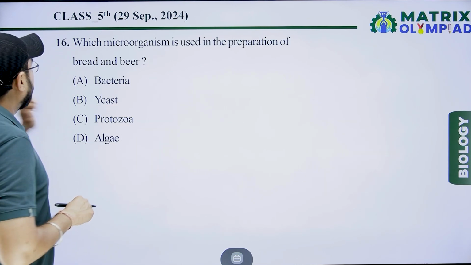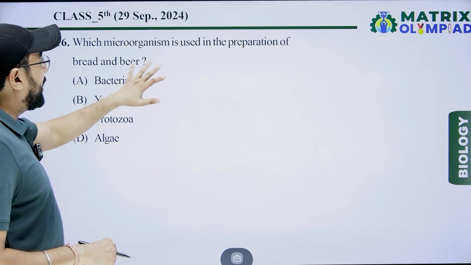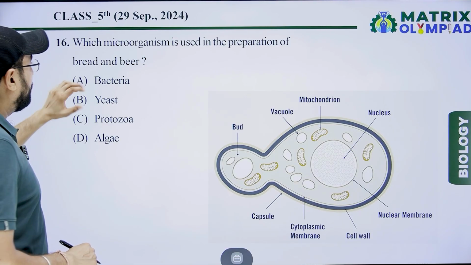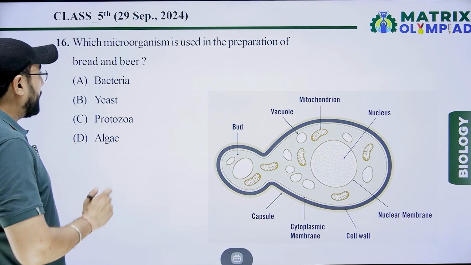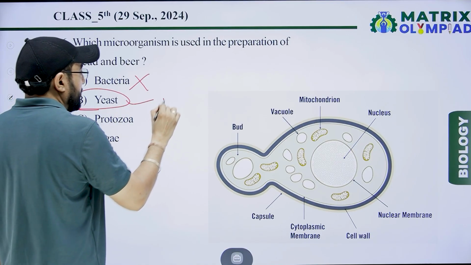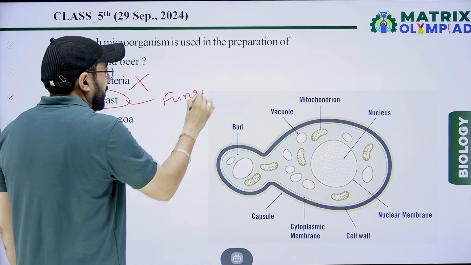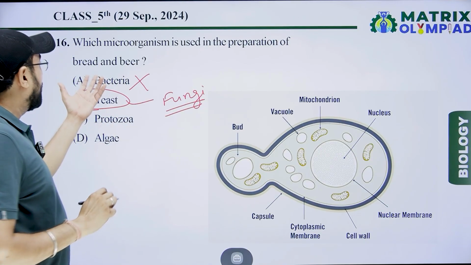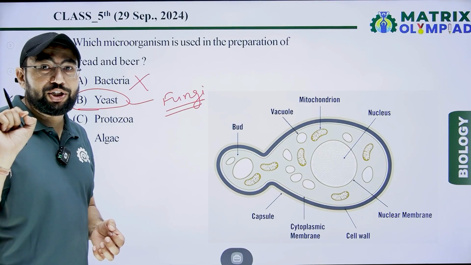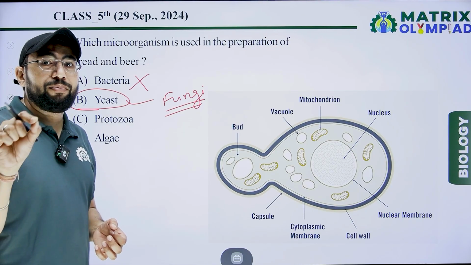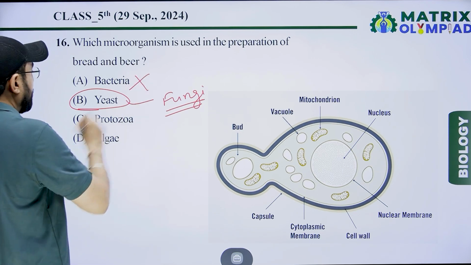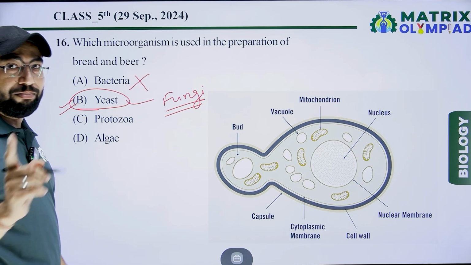Next question is, which organism is used in the preparation of bread and beer? Option first, bacteria. No. Yeast. Yeast is a fungus, used in bread and beer fermentation, an anaerobic respiration process. So our right answer for this question is option B.